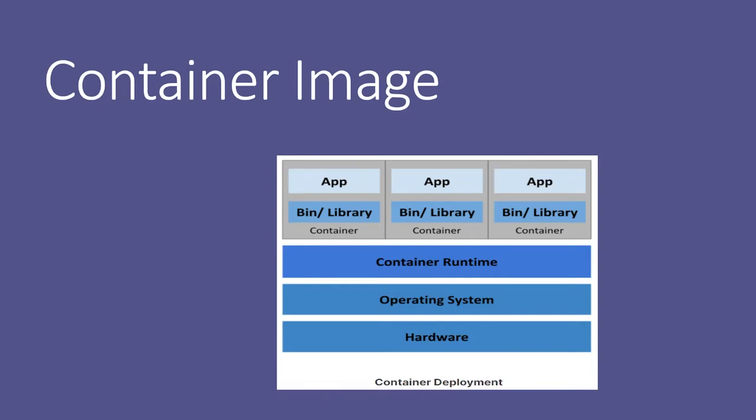In this figure, you can see that there are three different containers. Each container consists of application files along with its libraries and binary files. Then the container runtime provides the runtime environment for these containers to get executed. Operating system is nothing but the host operating system which is running on a machine, and the hardware includes all the hardware components such as RAM, processor, etc.